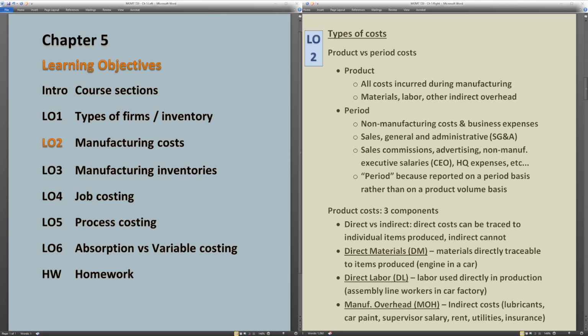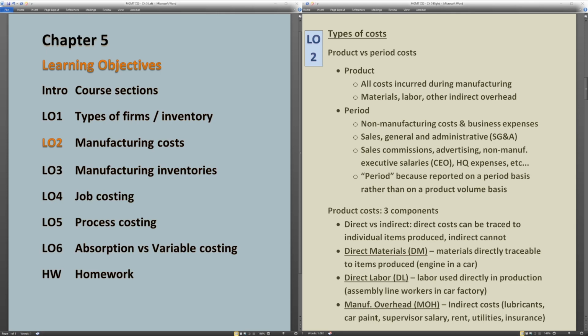So the product costs, we go ahead and further divide into several areas. Now, the first slice is there are going to be some product costs that are direct and some are indirect. And what is our definition of direct in this particular situation? Direct costs can be traced to individual items produced. In other words, if we're making a car, we can say that these seats went into this car, this engine went into this car, this windshield went into this car, these tires went into this car. We have direct materials.